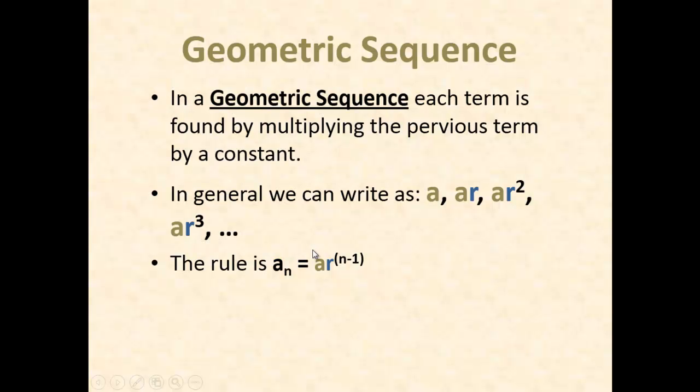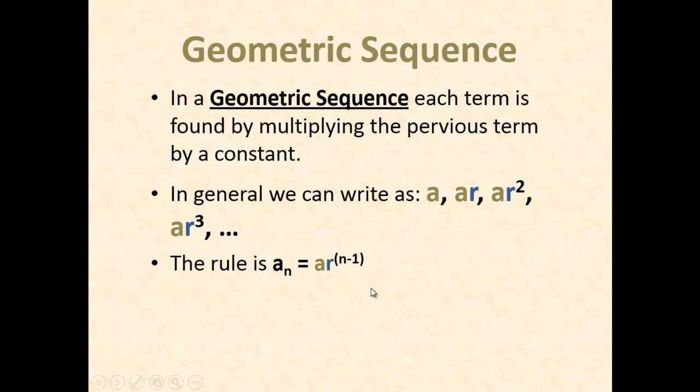In a geometric sequence, each term is found by multiplying the previous term by a constant. In general, we can write a, ar, ar squared, ar cubed, and so on. a is the first term, r is the common ratio. The rule is a_n equals a times r to the power of n minus 1.